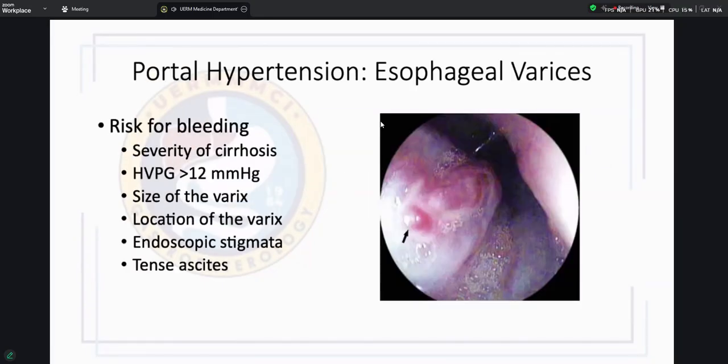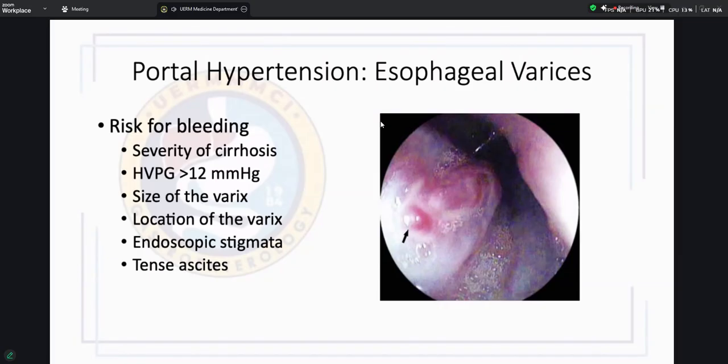Gastrointestinal bleeding from esophageal varices is a life-threatening problem because the bleeding is usually massive and the mortality rate is high, at around 20 to 30% with each episode of bleeding. It is said that around one-third of patients with varices will eventually bleed. And these are the risk factors for bleeding.